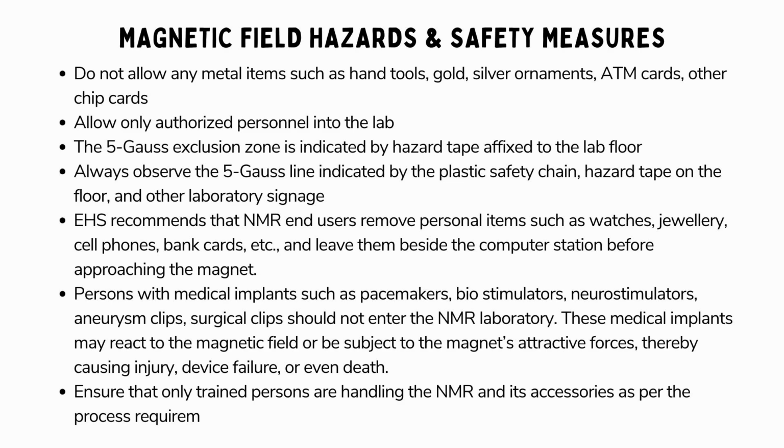The 5 Gauss exclusion zone is marked by hazard tape on the floor. Always observe the 5 Gauss line indicated by the plastic safety chain, hazard tape on the floor, and other laboratory signage. EHS recommends that NMR end users remove personal items such as watches, jewelry, cell phones, and bank cards, and leave them beside the computer station before approaching the magnet.